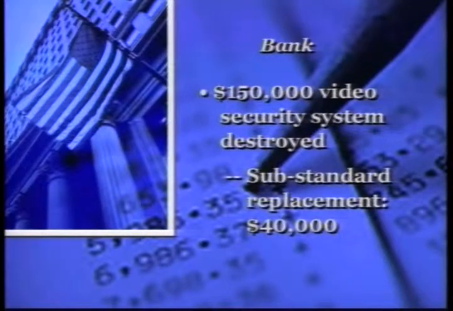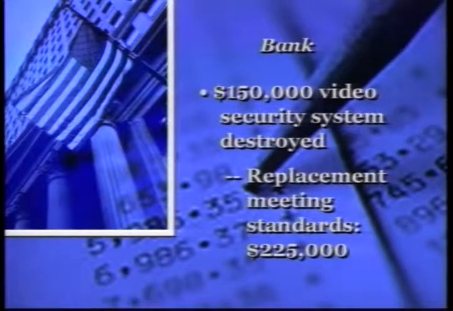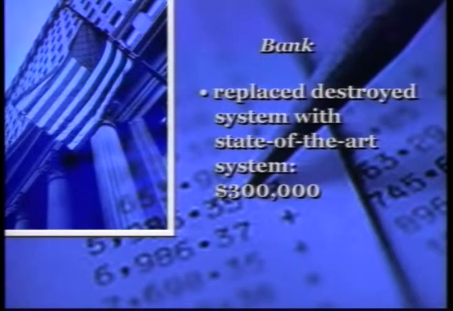While a basic system can be purchased for $40,000, it no longer meets banking regulations' minimum security requirements. A system meeting minimum requirements now costs $225,000. Yet, to save long-term costs, the bank's policy has been to purchase state-of-the-art systems. Therefore, the bank replaced the destroyed system with a state-of-the-art system costing $300,000.